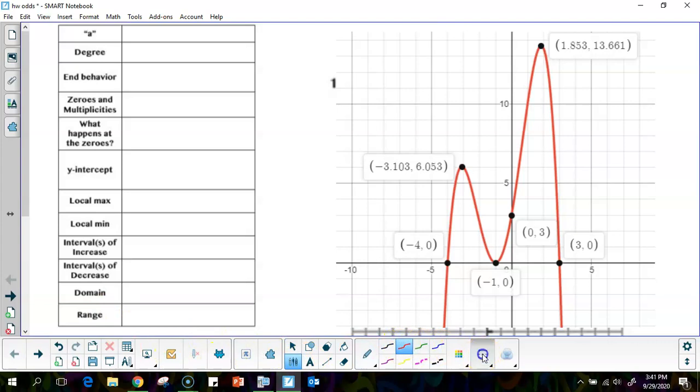I don't have the equation here in front of me, but it doesn't matter, because I know that if I have both of the arrows pointing down, the A value is negative. So I can just put negative up here. I know that the degree is going to be even. I don't know exactly what it is yet, but I know it's going to be even, and that's really what matters as far as the end behavior is concerned.